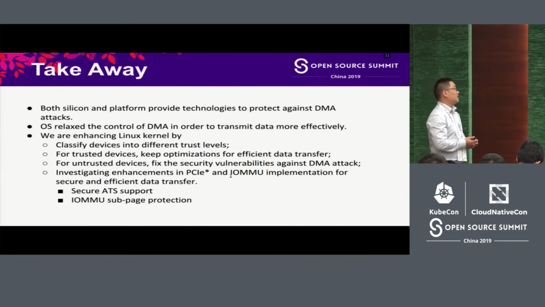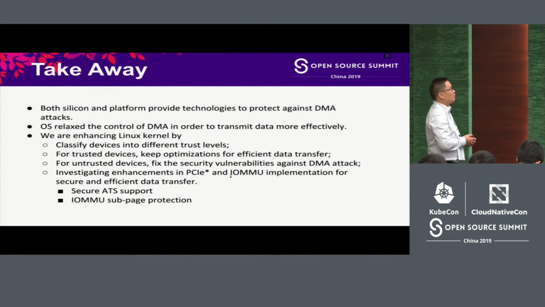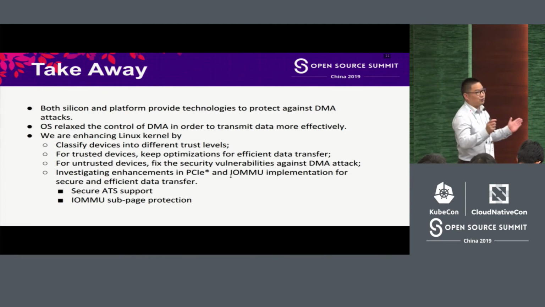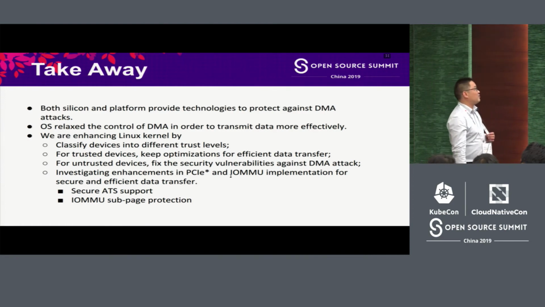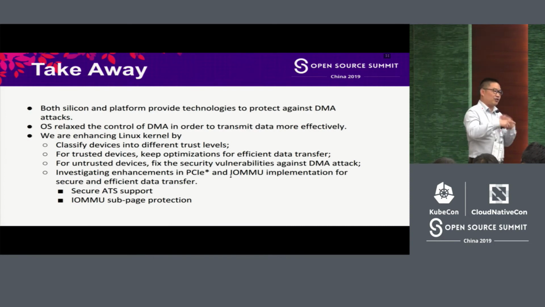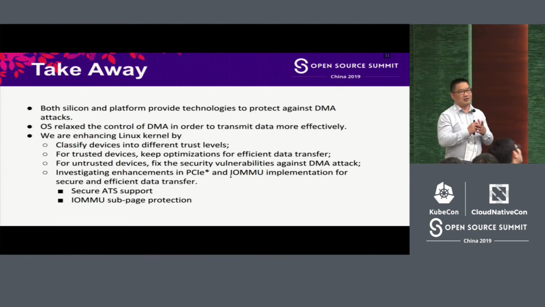So in conclusion, I think the silicon and the platform provide very good technologies to protect the system against DMA attacks. So current OS relax the control of DMA. So why? Because they think the device is trusted. They are more focused on improving the data transmission efficiency.